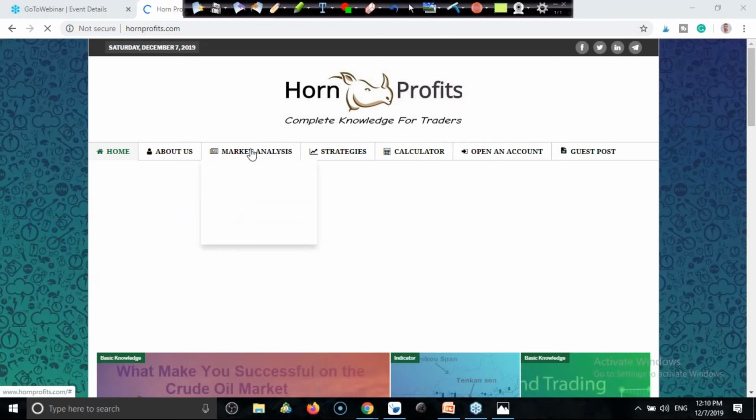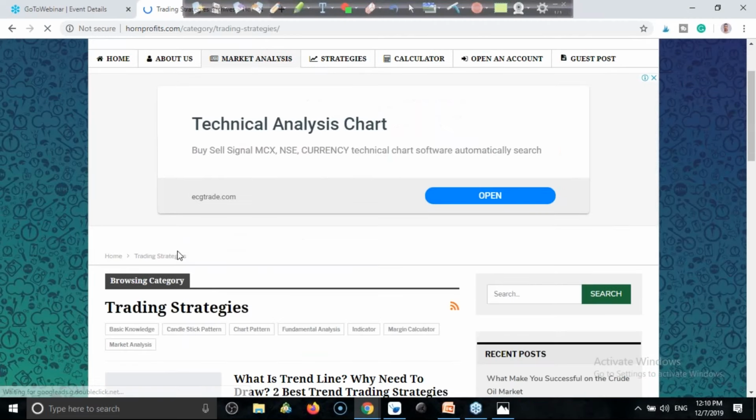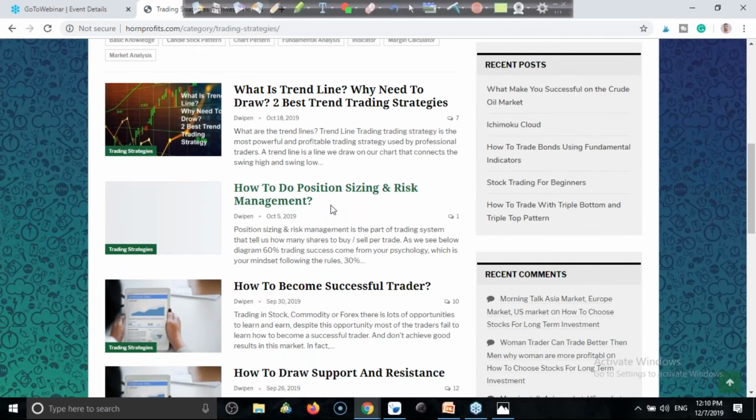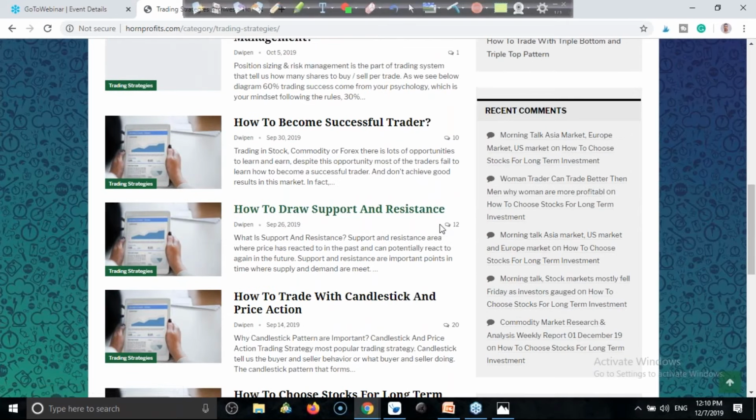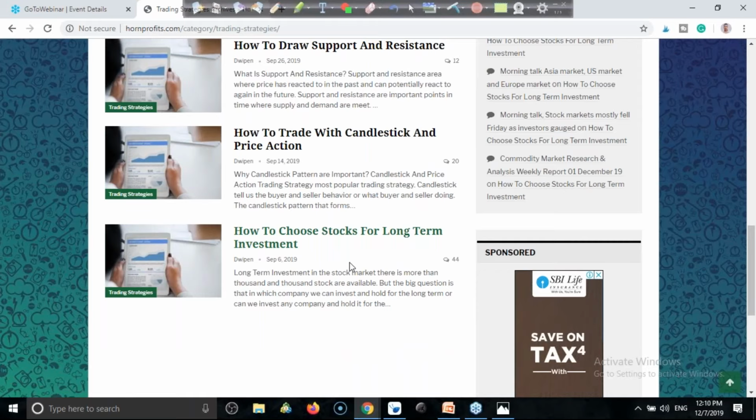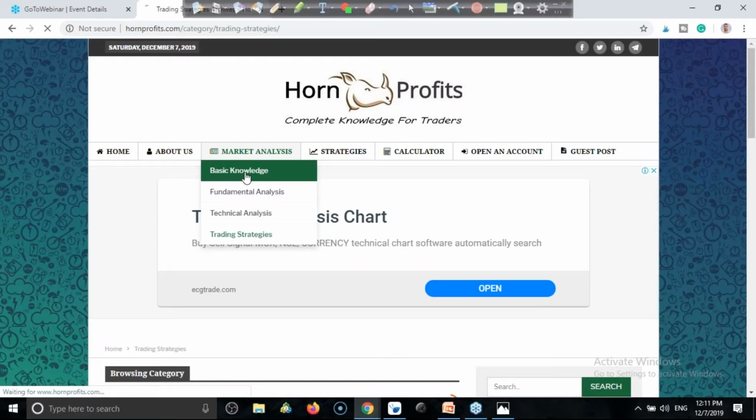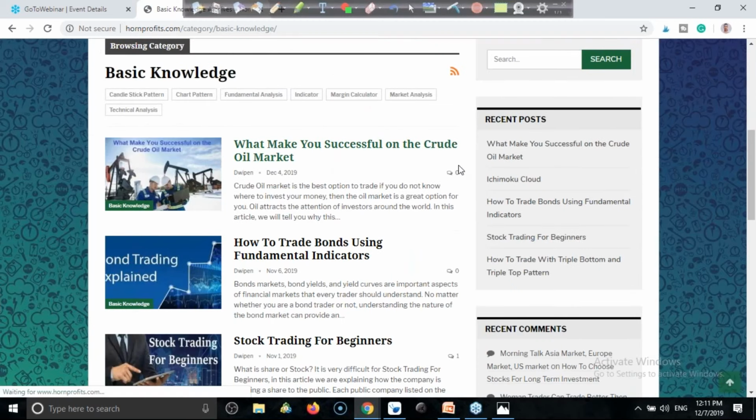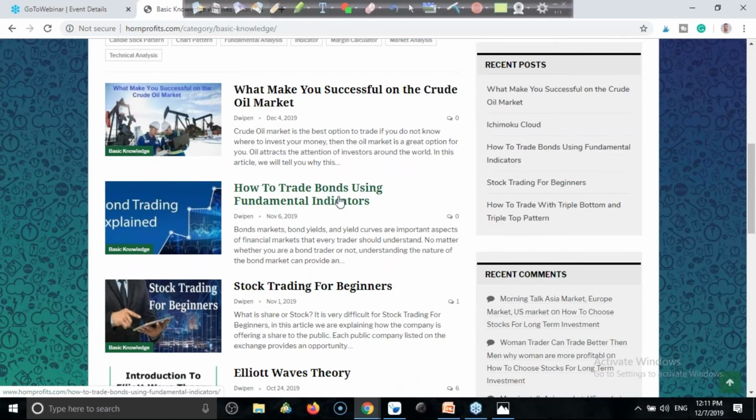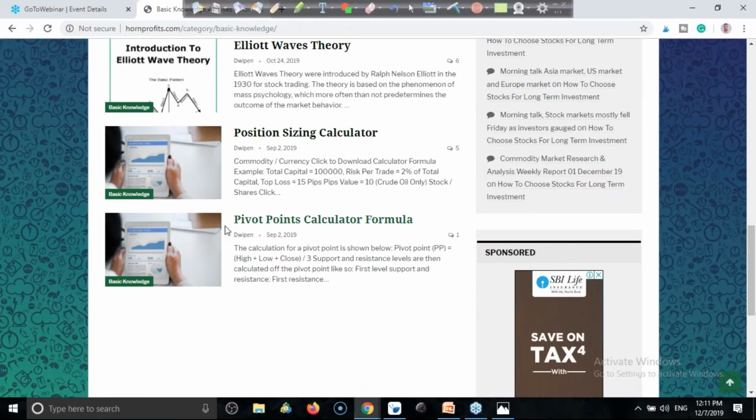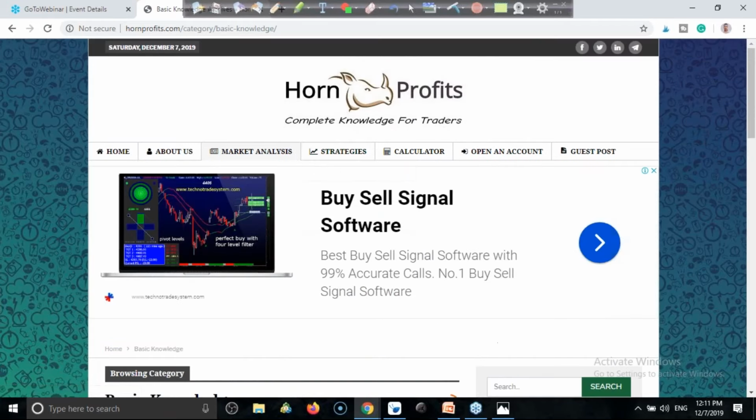I'm creating various types of trading strategies and sharing various knowledge. Here you can see what a trend line is, why we need to draw it, the best trading strategy, how to do position size management, how to become a successful trader, how to draw support and resistance, how to trade with candlestick and price action, how to choose stock for long-term investment. For new people or experienced ones who don't know what makes you successful, on what criteria we have to look, how to trade bonds using fundamentals, and a position calculator and pivot point calculator. You'll find many things there, and you can go through and read them. I think definitely you will learn a little more.